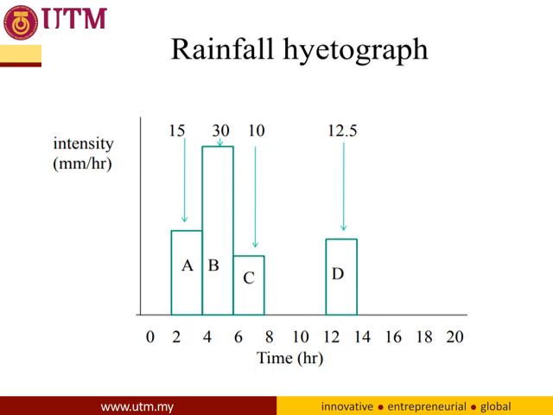So using the 2-hour unit hydrograph, you may superpose this multiple storm, as I have mentioned before, based on the assumption of the unit hydrograph. So you can superimpose these storms. Storm A is 2 hours, storm B is 2 hours, storm C is 2 hours, and storm D is 2 hours. So you may use this 2-hour unit hydrograph. Let's see how you do it.